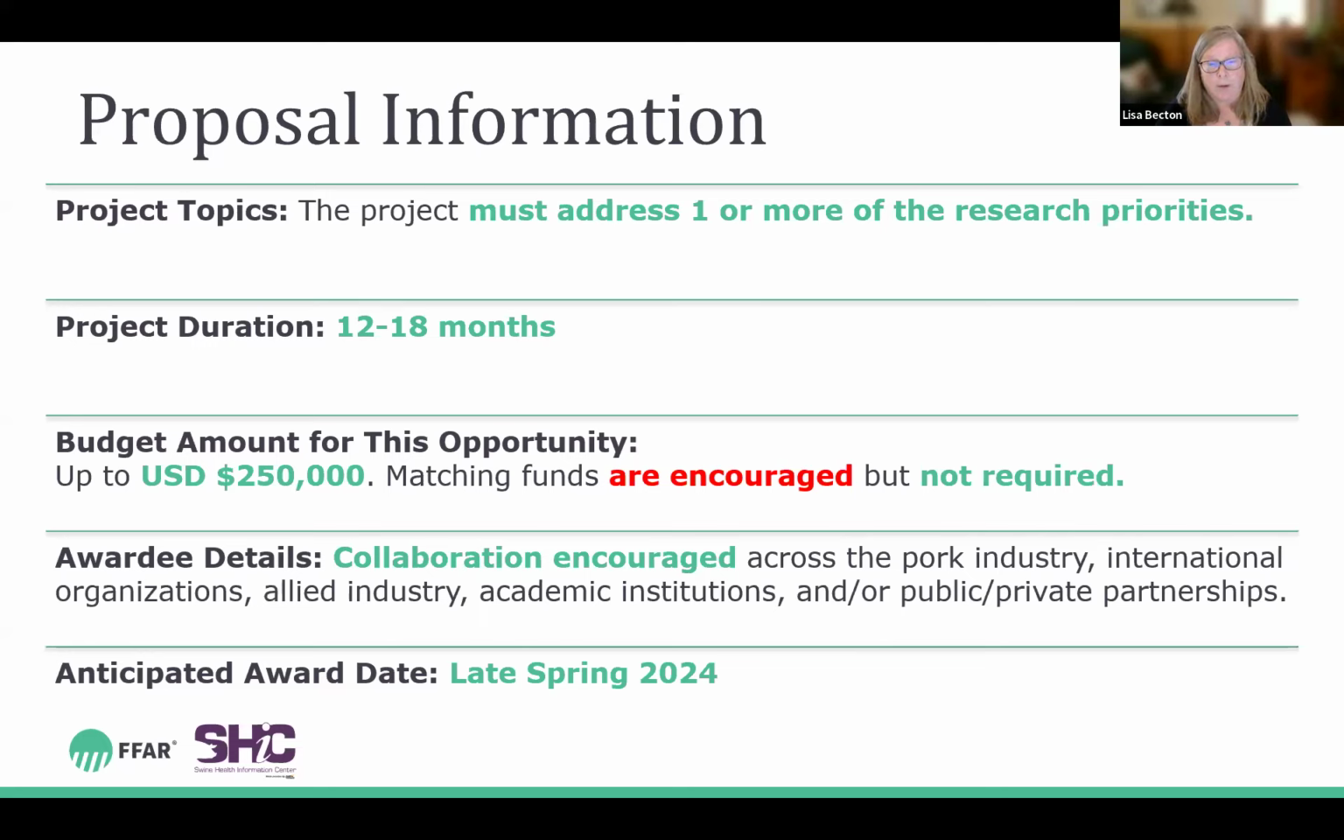For the budget amounts, the amount total is $250,000, and that is the funds coming from the FAR and SHIC match. We do encourage matching funds from other entities and organizations, but they're not necessarily required. And if you do have those matching funds, there is a section and component within the budget template that can show what those matching contributions are.